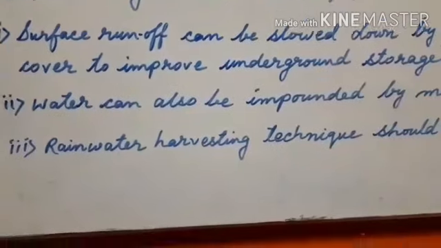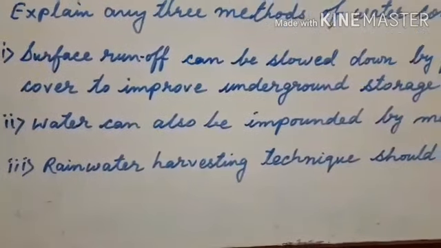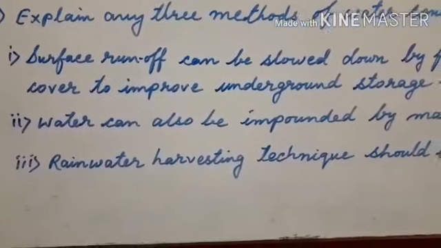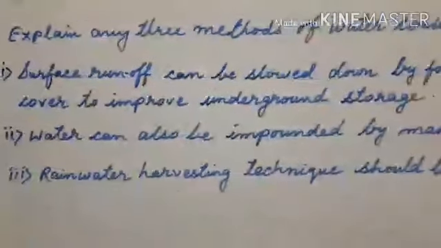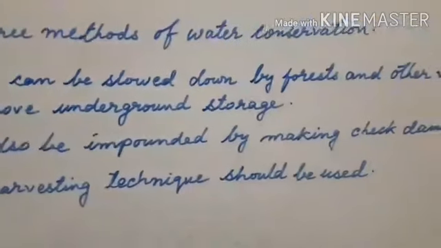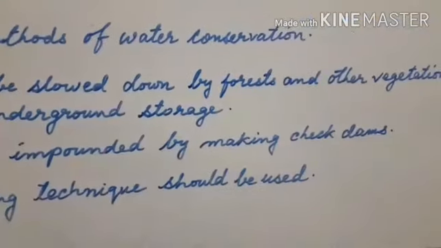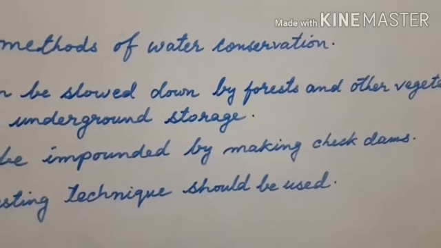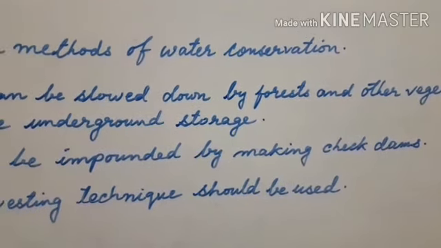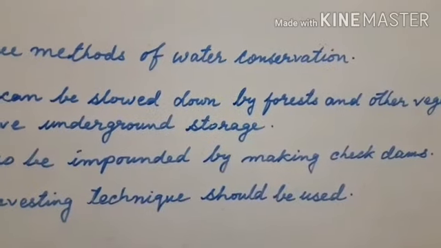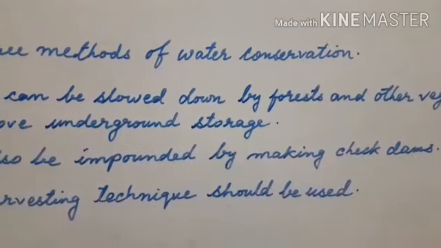My next point, water can also be impounded, means can also be conserved. Water can also be impounded by making check dams. By making check dams, means the flow of water can be conserved by making barriers in the way of the water flow.